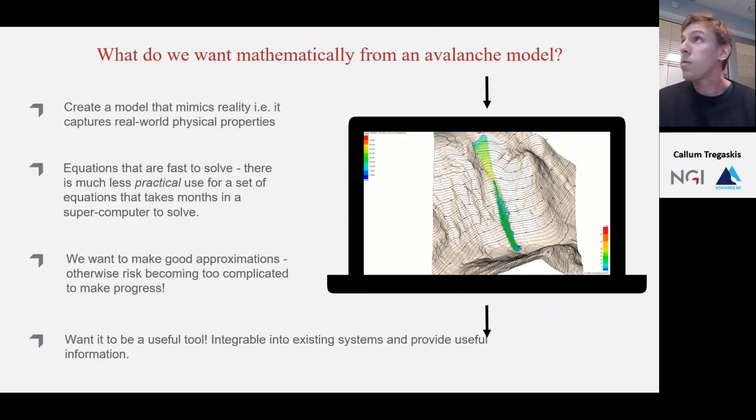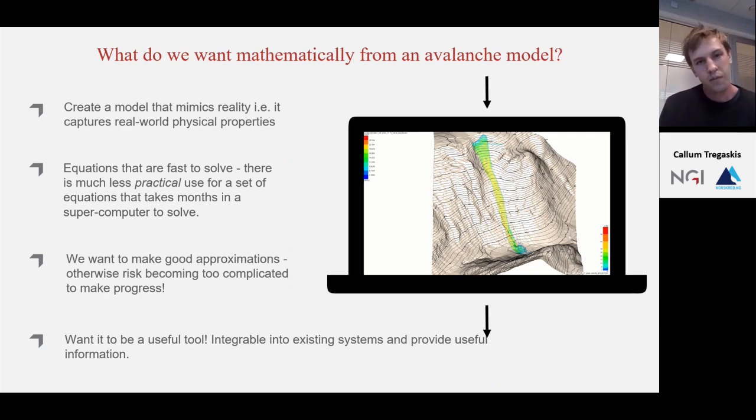So what do we actually want mathematically from an avalanche model? It becomes really important to capture the real world physical properties. So we do want it to be realistic. We want the equations ideally to be fast to solve. If we throw everything at these equations and work out exactly what's happening, grain to grain collisions, then these become very impractical. It takes months to set up a simulation, and then you might take several days on a supercomputer cluster in order to solve.